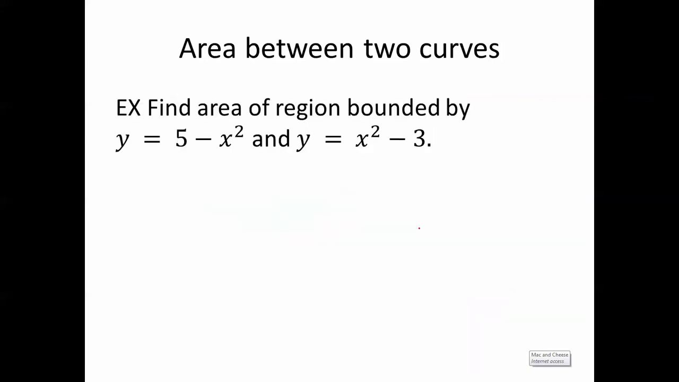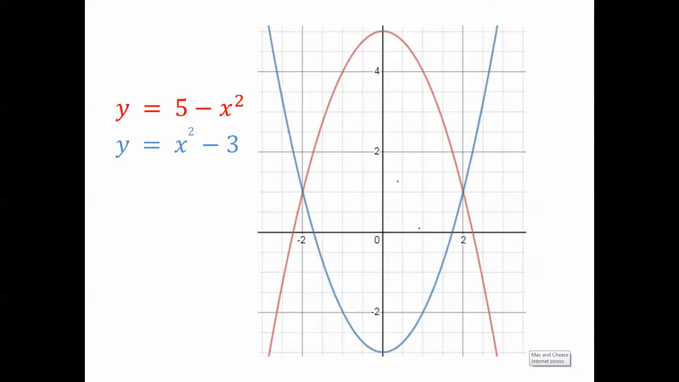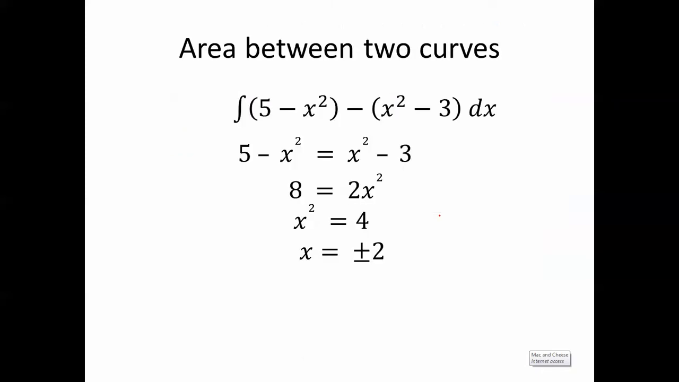Find the area of the region bounded by y equals 5 minus x squared and y equals x squared minus 3. Okay, these are two parabolas. So it looks like the top function is 5 minus x squared, minus the bottom function, x squared minus 3. So our integral is going to be the integral of 5 minus x squared minus 3. It's the top minus the bottom.